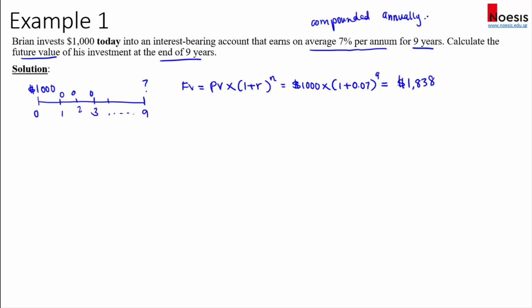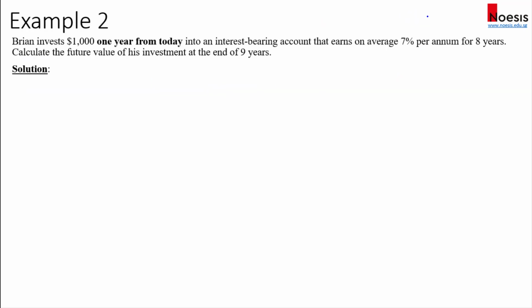Now after this, we're going to look at different scenarios. Now let's say for example 2, now we have Brian again who invests 1000 1 year from today, okay, into an interest-bearing account that earns on average 7% per annum for 8 years. So our Brian will only start to invest this $1,000 1 year from now, and he will invest it for 8 years. And in other words, it will end at year 9. So calculate the future value of his investment at the end of 9 years.